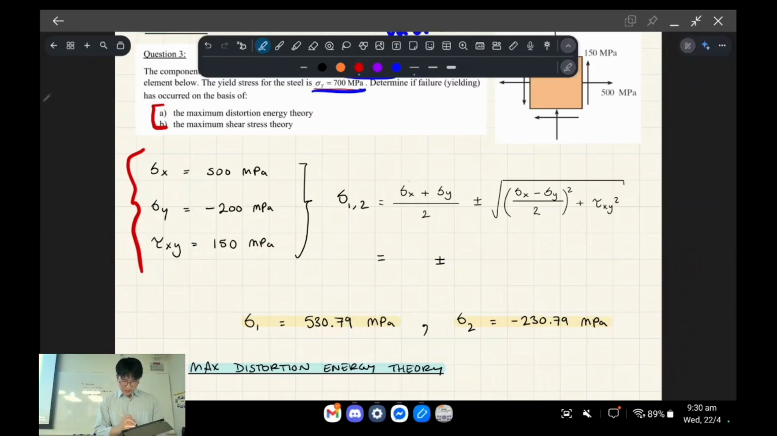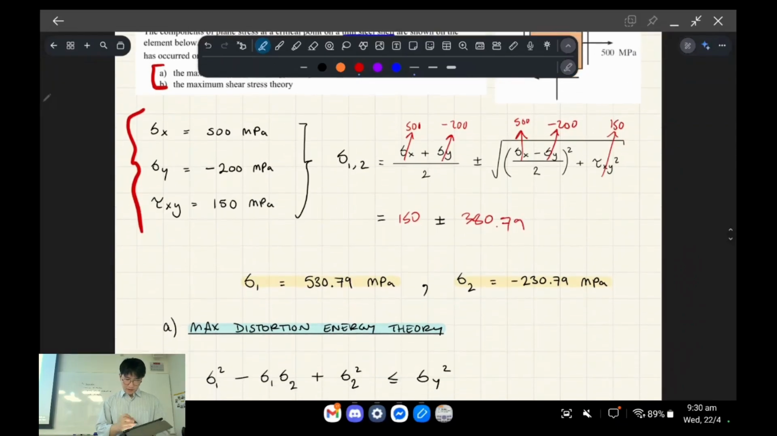So we plug everything in. This is 500. This would be -200. This is also 500. This is -200. This is 150. Okay, so you get 150 plus or minus 380.79. So that just gives us this and this.